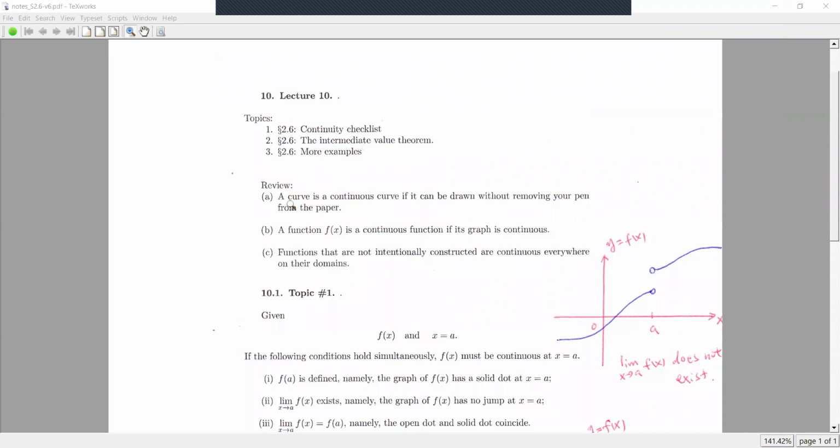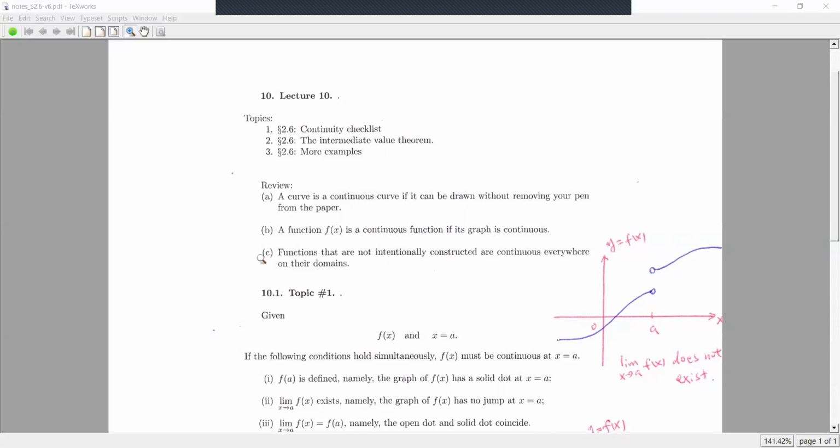A, a curve is a continuous curve if the curve can be drawn without removing your pen from the paper. B, a function is a continuous function if the graph of the function is a continuous curve. C, what functions must have continuous graphs?